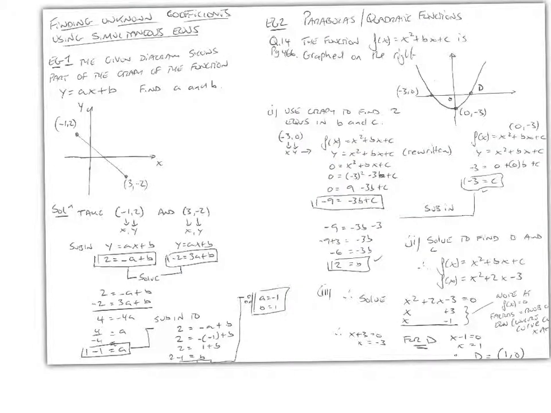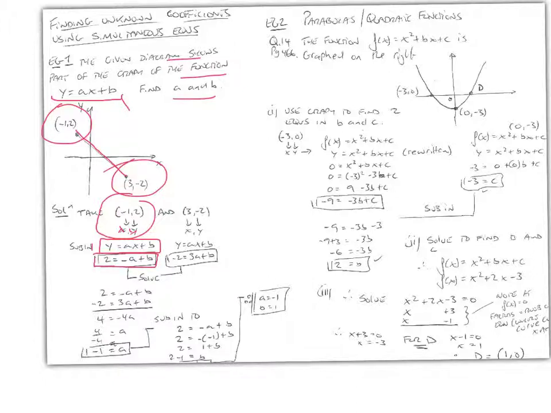We may be asked to find unknown coefficients, but we have to use simultaneous equations. So in this example, the given diagram shows part of the graph of the function y equals ax plus b, find a and b. You're given 2 points, (minus 1, 2) and (3, minus 2). How do you solve it? Well, you take the first point, you note its x and y coordinate, and you sub it into the form y equals ax plus b, because you're given a line and you're given the form. And you generate an equation 2 equals minus a plus b by plugging minus 1 in for x and 2 in for y. You do the same at the second point, you note your x and your y, you sub it into the form, and you have a second equation.